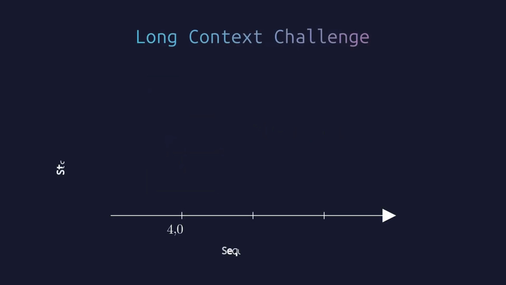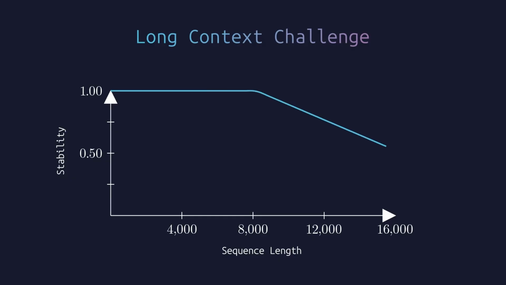What about long context? If you push beyond the training window, the model sees out-of-distribution rotation angles. Oscillations and aliasing can hurt performance. The curve drops off a cliff. Naive extrapolation doesn't work. You need principled scaling.